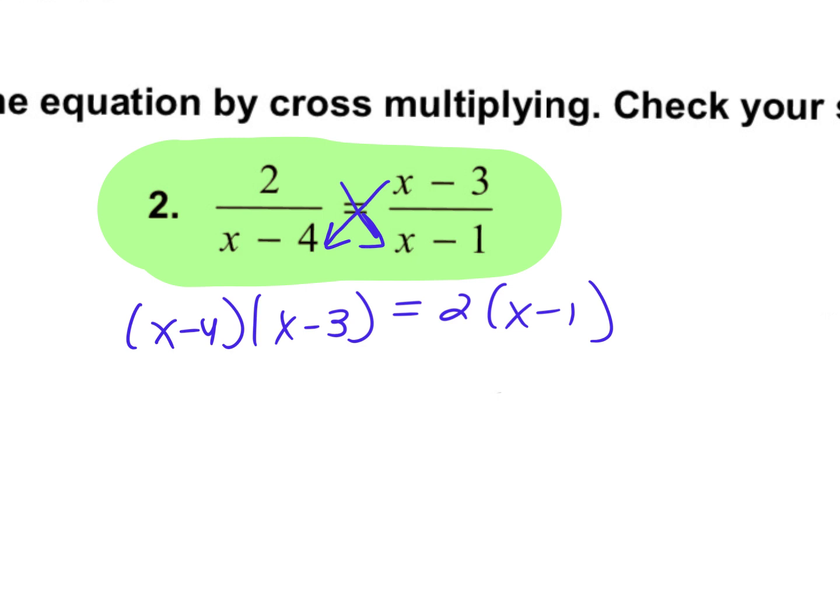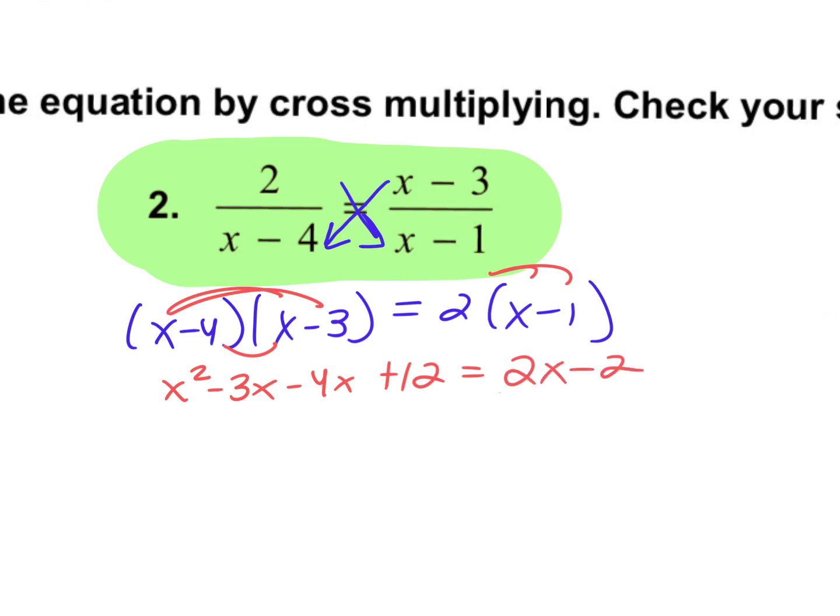So let's FOIL this side. X times x is x squared. X times negative 3 is negative 3x. Negative 4 and x is negative 4x. And negative 4 and negative 3 is what? Negative 4 times negative 3 is plus 12. Equals, then we distribute here. I get 2x minus 2.